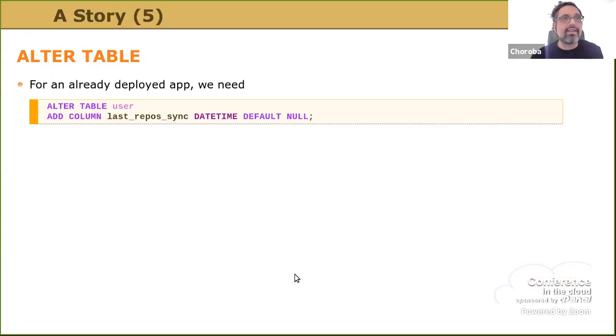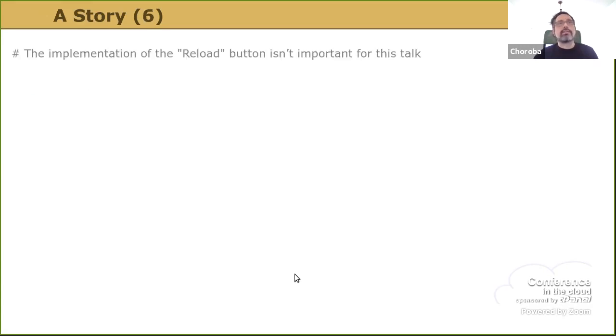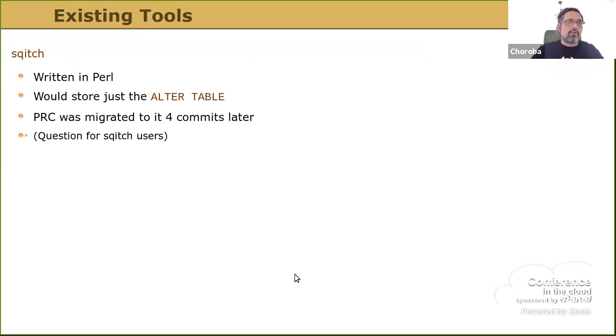I don't know. So the problem is that creating a new table with the column is okay, but it's not what we need for the already running app, because it runs. We don't want to create a new table. We want to change the existing one. We want to alter the table. So we need this SQL command, in fact, but there was no place to insert it in. So I put it into the commit message. And I also implemented the reload button, but it's not important for this talk.